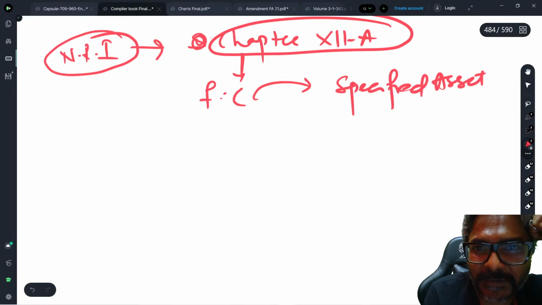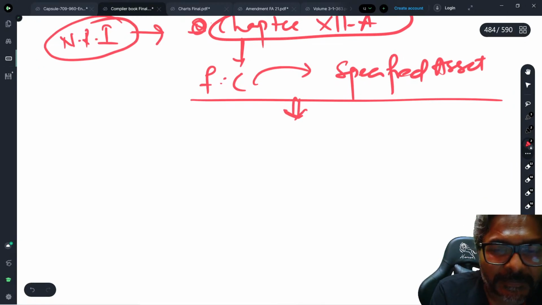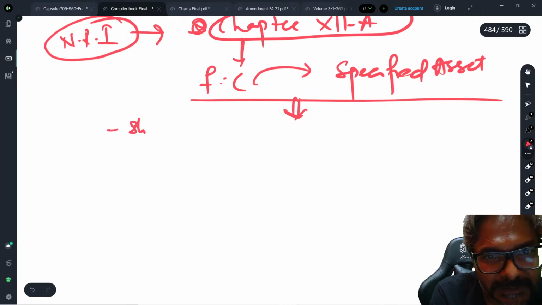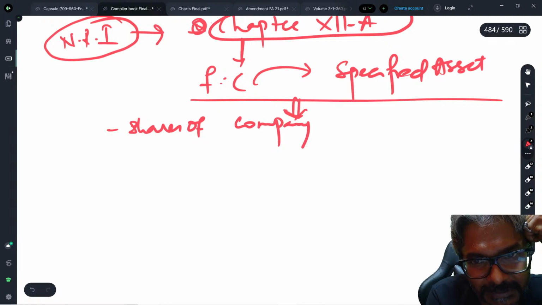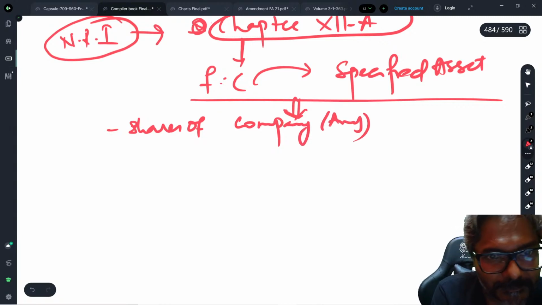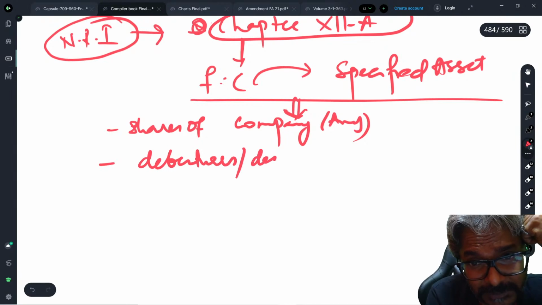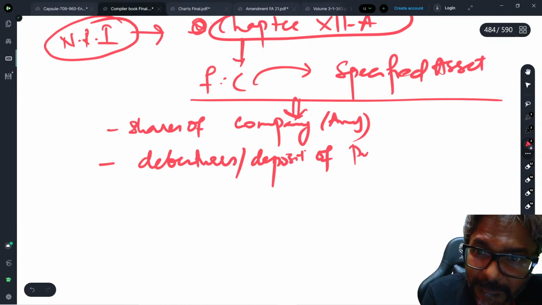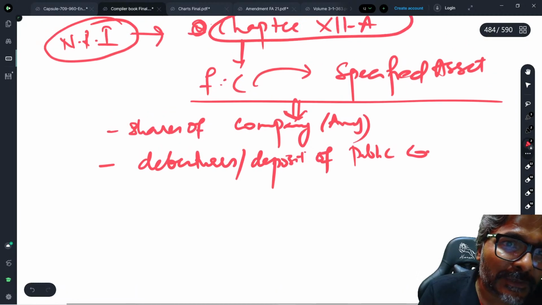Now that specified asset, foreign currency which has been used for the specified asset. Now that specified asset, if you see, is the shares of the company. Shares of any company. Debentures or deposits of a public company. Now in one of the questions of the ICAI, students, be careful.